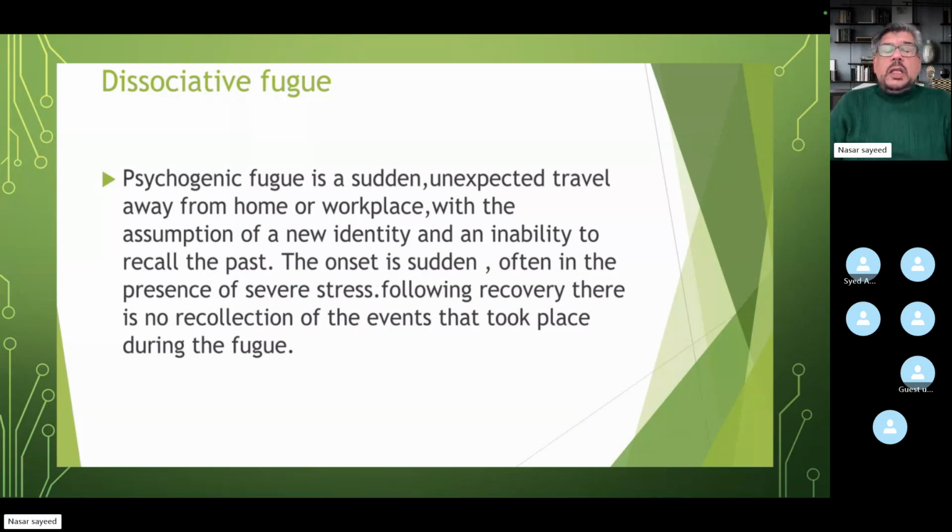Now, what is fugue? Psychogenic fugue is a sudden, unexpected travel away from home or workplace. So I will start my car, I will start driving, and I will be driving for hours, and then suddenly I will stop and I realize that I'm at a place which is different and I don't know this place. The whole of the journey from my house to somewhere new, the locality where I was driving is absolutely unknown to me, and unknown about the passage of time as well.